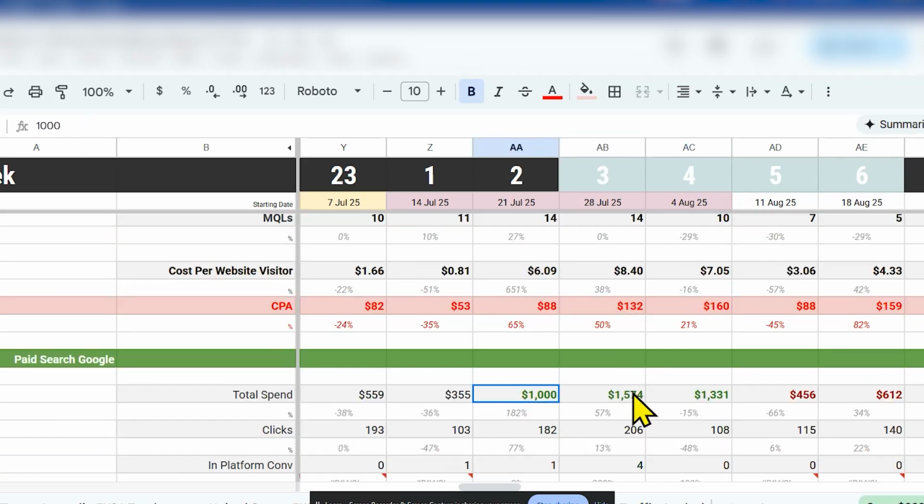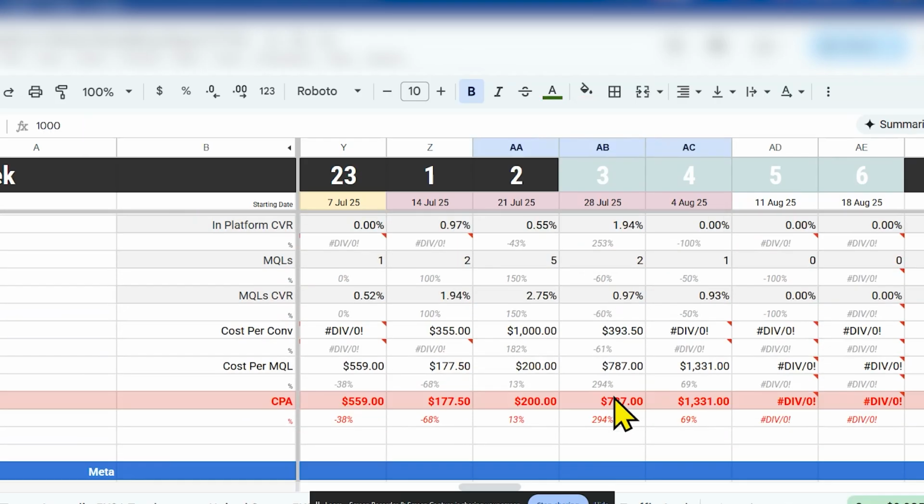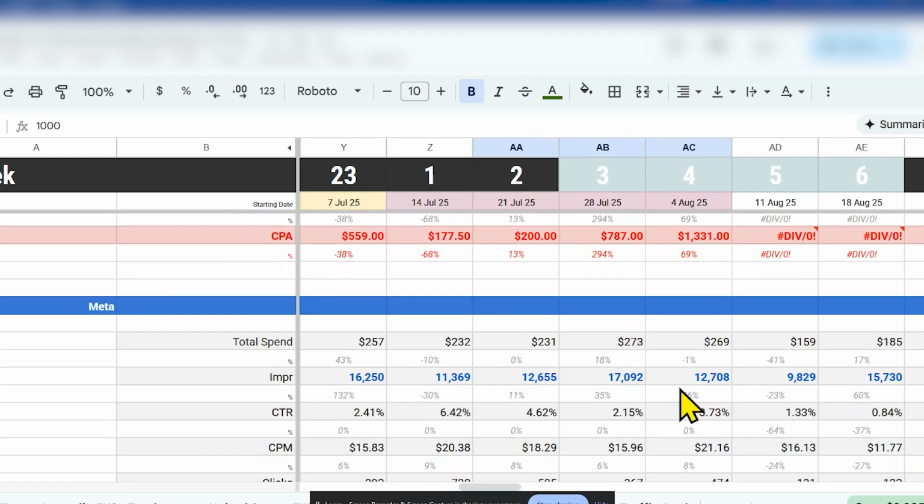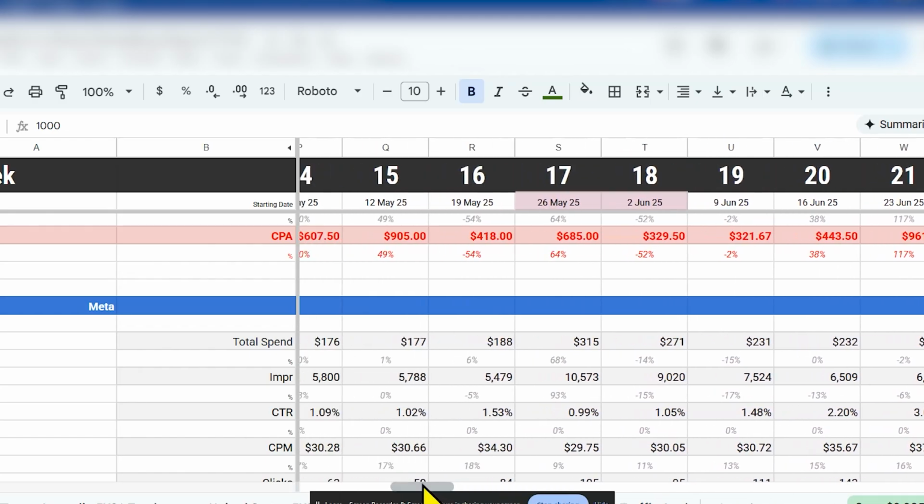And it's because of this. And we know that. That's why I've highlighted it. So when we go down, nothing has changed here. The only thing that's changed is we started to run traffic campaigns. And this is why we're seeing our impressions slightly go up from what it was before.